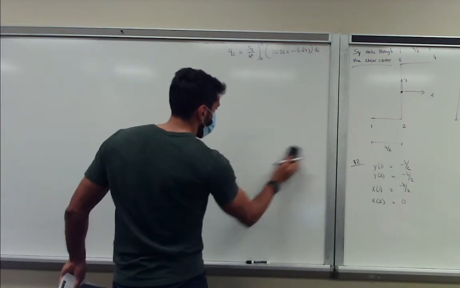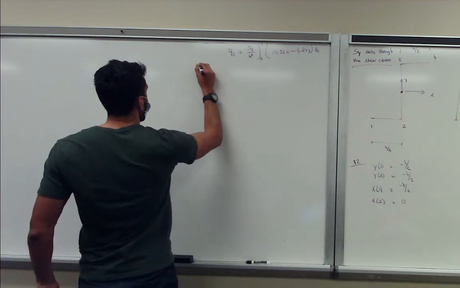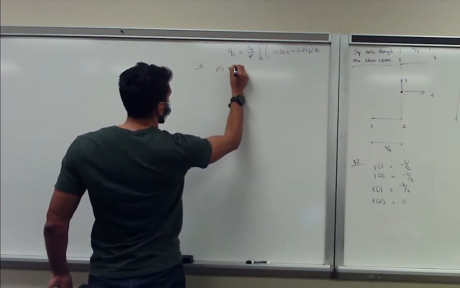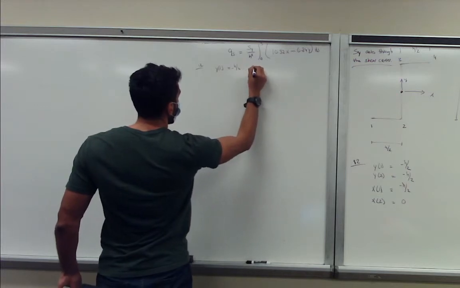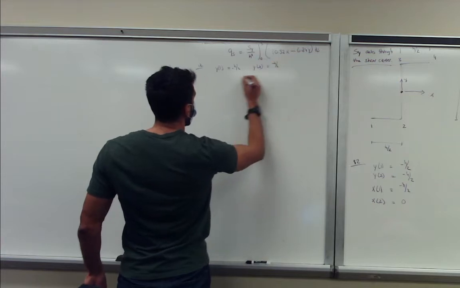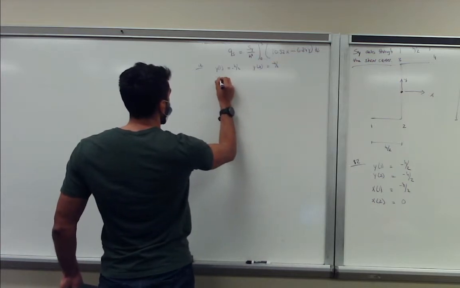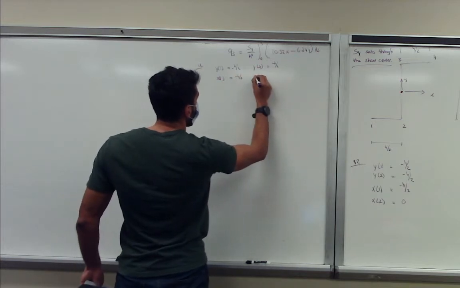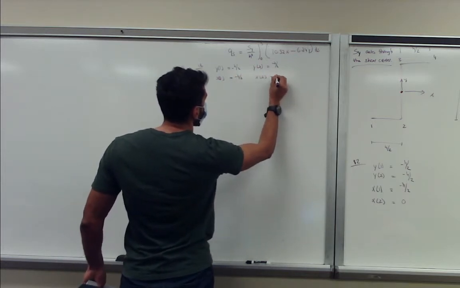We set segment 1, 2. y1 is equal to h over 2. y2 is negative h over 2. And then we have x1 is equal to negative h over 2, and x2 is equal to 0.